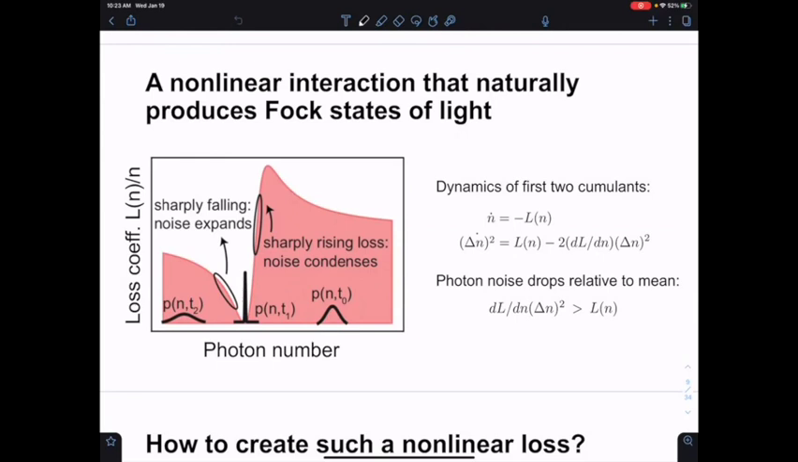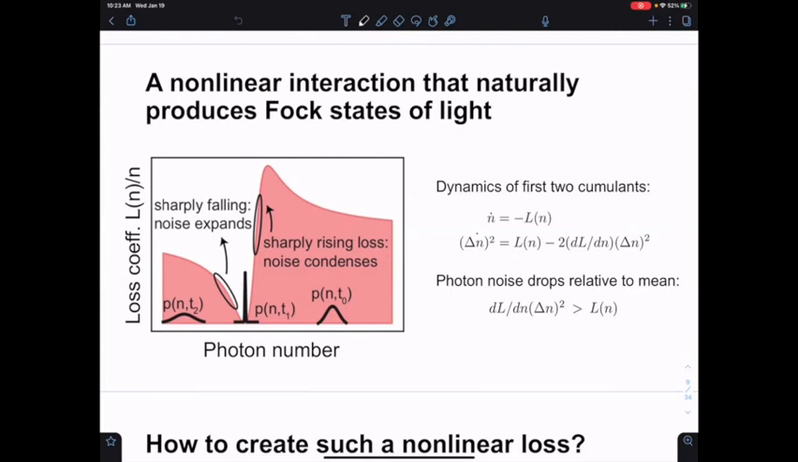So it sharply rises as N increases. And the claim, one of the important physical effects that we report in this paper, is that when the probability distribution falls through a region of sharply rising loss, the noise condenses. In other words, the probability distribution gets tighter. And if it initially starts Poissonian, it'll become sub-Poissonian.